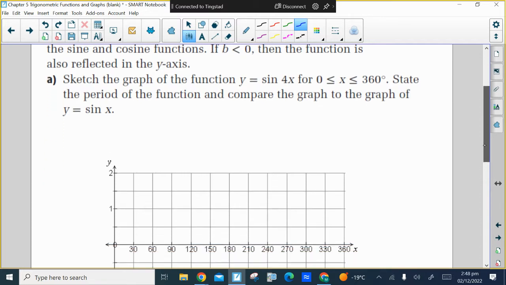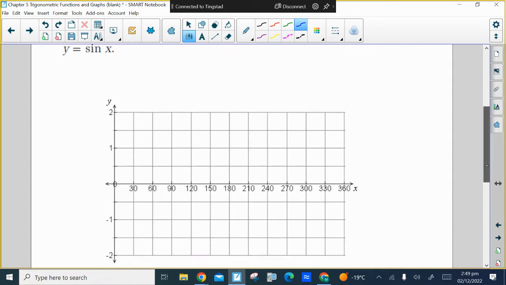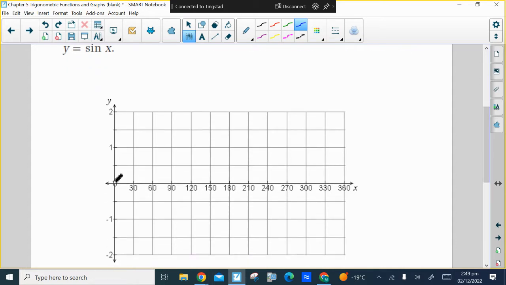So we want to sketch the graph of y equals sine 4x between 0 and 360 degrees, and also state the period and compare it to the graph of y equals sine x. So let's start with the graph of sine x. It starts in the middle, heading upwards. Critical points every 90 degrees. Your next critical point is your maximum. Another 90, you're back to the middle. Another 90, you're at the minimum, then back to the middle. There's our base graph, y equals sine x.